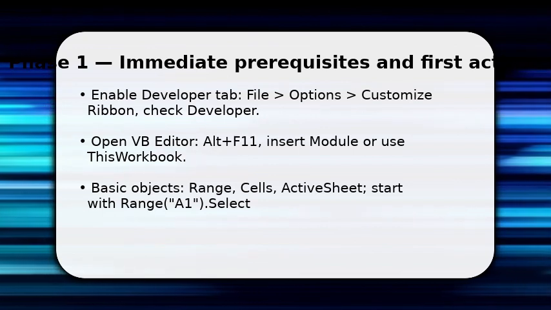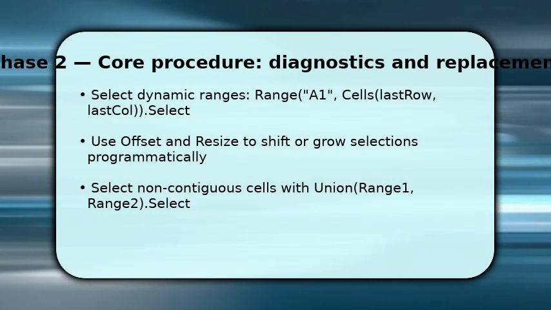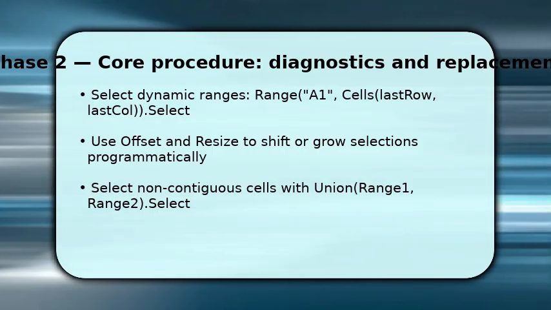Now you expand selection control. Find the last row via Cells(Rows.Count, 1).End(xlUp).Row and then use Range(Cells(1, 1), Cells(lastRow, lastCol)).Select to grab dynamic data blocks. When you need relative movement, use Offset(rowOffset, colOffset) and Resize(rows, cols) so you don't hardcode addresses.